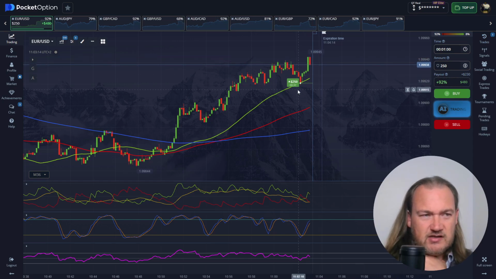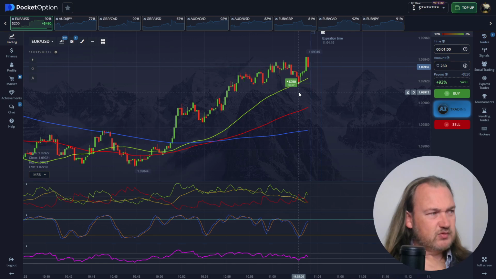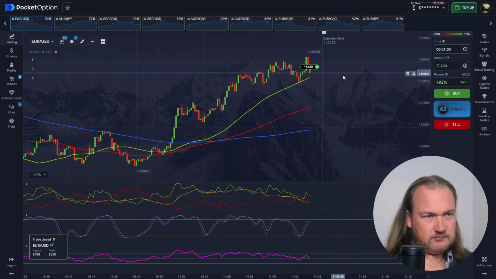And again, zero delay on entry. It's so important. So important. How much time do we have left on this? 5 seconds. Should be good. There we go.